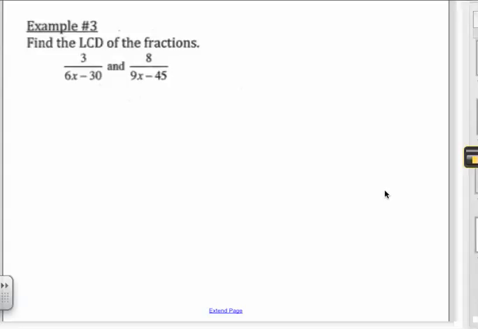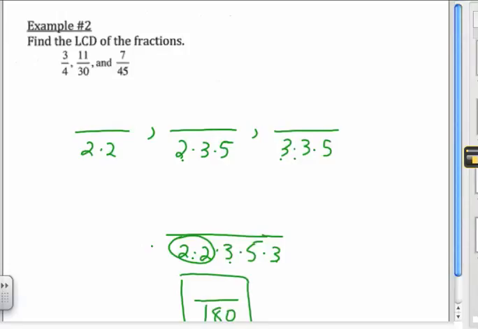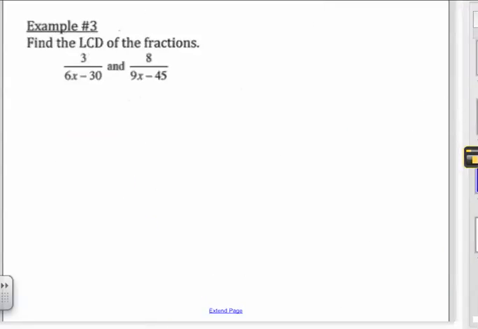This one says find the least common denominator of the fractions. Now that's what we did for this one. We factored the denominators and made sure that the least common denominator included all the factors of each one. Okay? Well, that's what we're going to do with these polynomials. All right? So let's look at the first fraction.